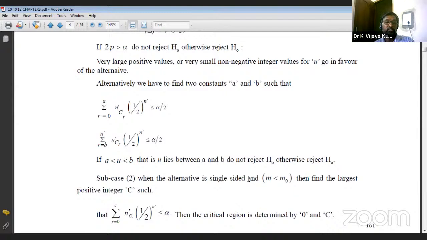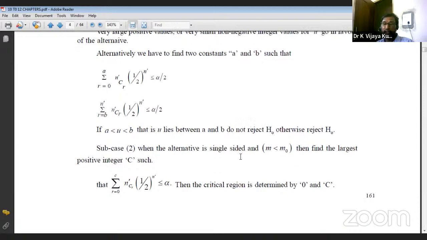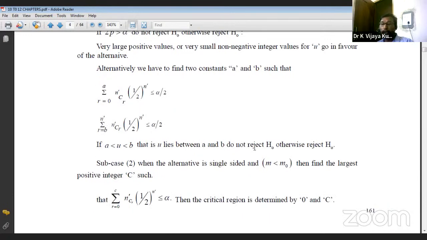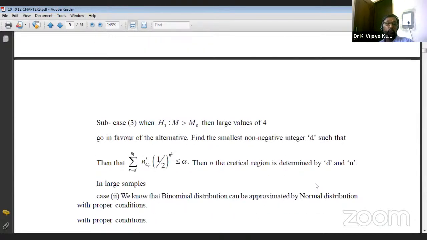If a is less than u and u is less than b, that is, u lies between a and b, do not reject H0, otherwise we reject H0. In some cases when the alternative is single-sided, m greater than m0, find the largest positive integer c such that the summation of r from 0 to c of n'Cr (1/2)^n' is less than or equal to alpha, then the critical region is determined by 0 to c.